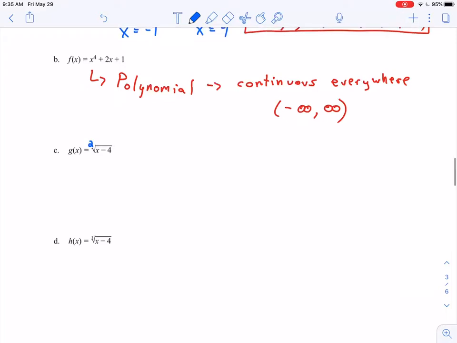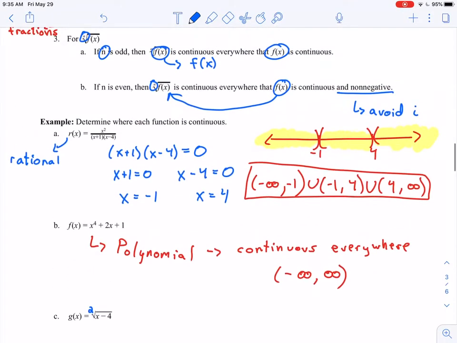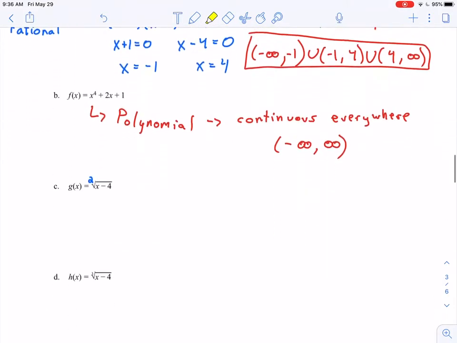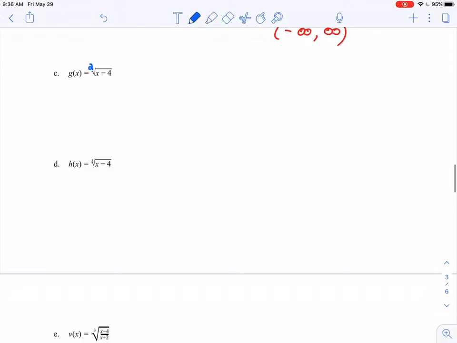So I'm going to do one thing first of all. If I go back here, remember we said we need to check that the inside part, f of x, is continuous. So I'm going to check: is x minus 4 continuous everywhere? Well, x minus 4 is a polynomial, so it's continuous everywhere. So that part's really not going to give me a hard time.